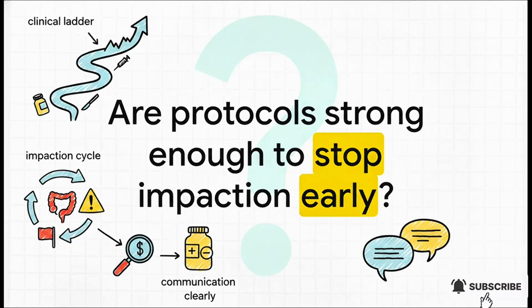Well, we have covered a ton of ground today, climbing all the way from simple oral laxatives up to emergency major surgery. But I want to leave you with one final, real question to think about. Are your community protocols strong enough to stop the impaction cycle before the very first red flag even appears? By catching the signs early, optimizing those meds, and communicating effectively with our patients, we can avoid those scary emergency escalations entirely. Thanks so much for joining me on this explainer.